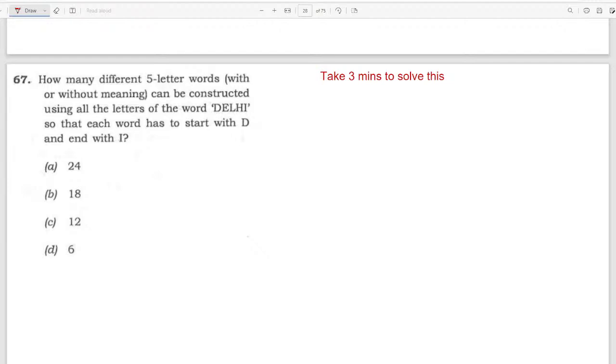It's time. Please post your answers. So most of them have got option D. We'll see how to go about this question.